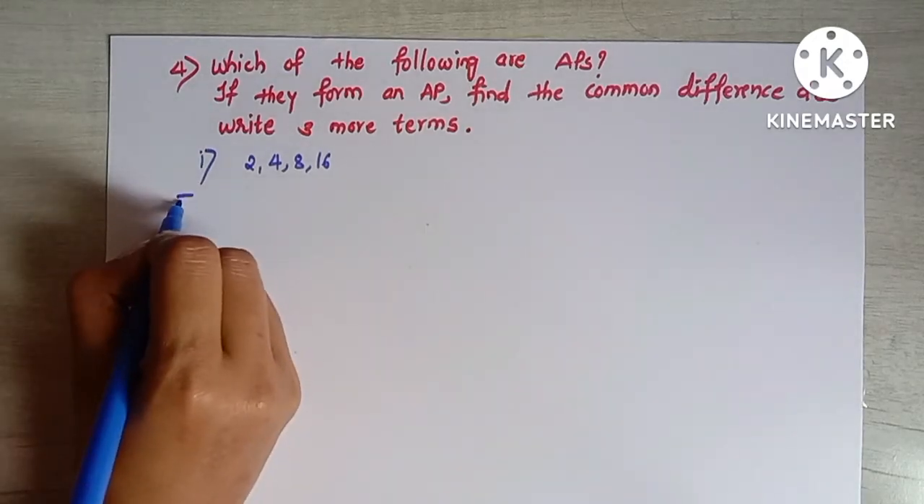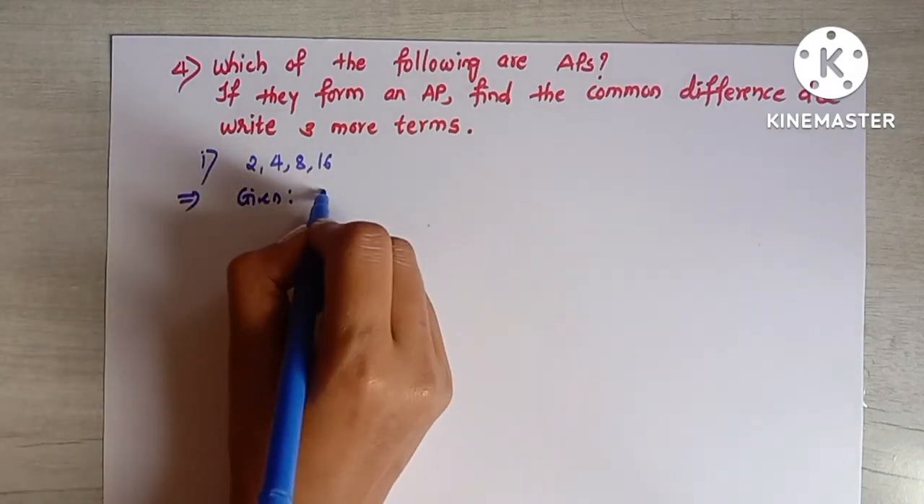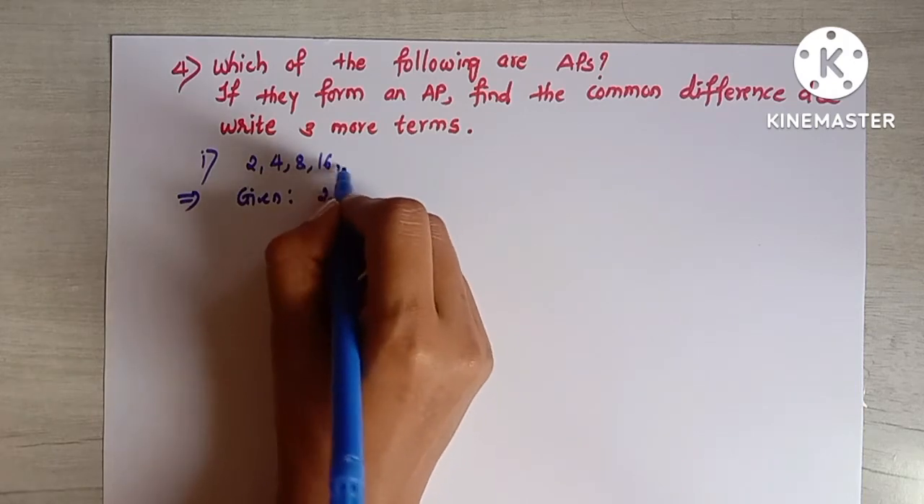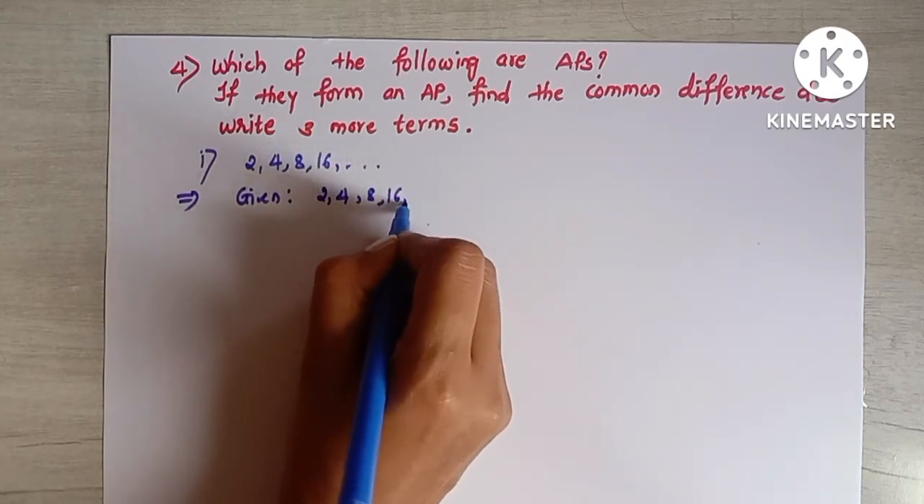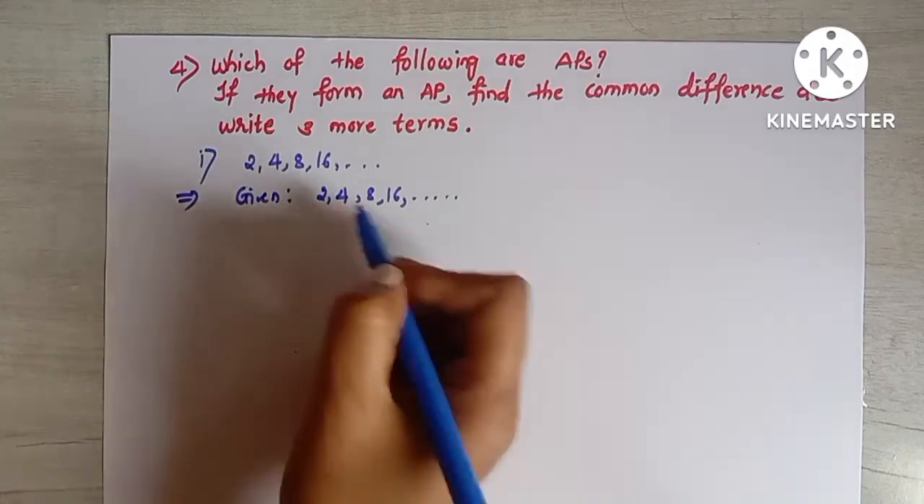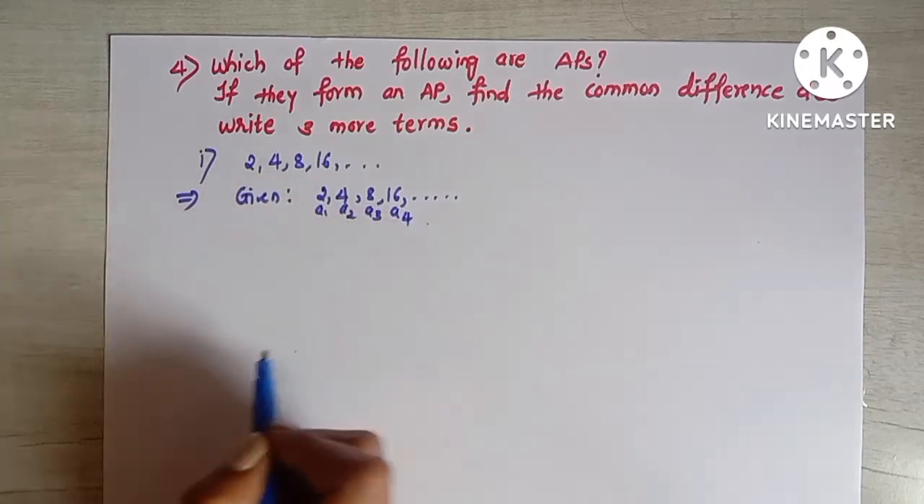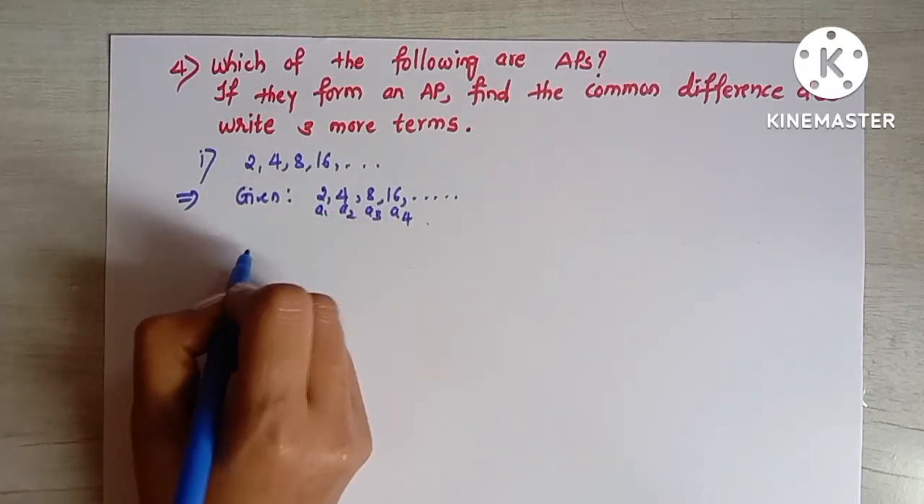So what we have to do? We have to first write down the given series. So the given series is 2, 4, 8, 16. So how to know whether it forms an AP? In order to check whether it forms an AP, we have to find the value of D. If the value of D is constant, then we can say that the series forms an AP. Let us denote it as A1, A2, A3 and A4.